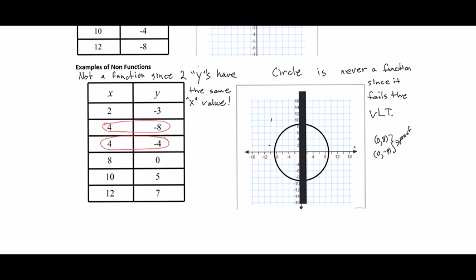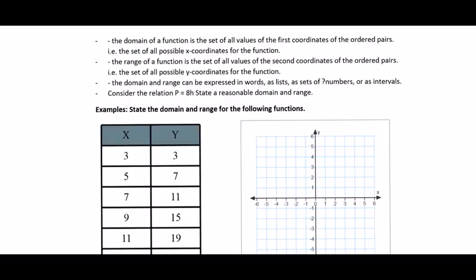Our circle in this problem is not a function. So now we're going to talk about the domain of a function. The domain of a function is just the possible x coordinates of the function. The range of a function is just the possible y coordinates of a function. Now, remember, a function could be a table, an equation, or a graph. So we're going to take a look at some examples.